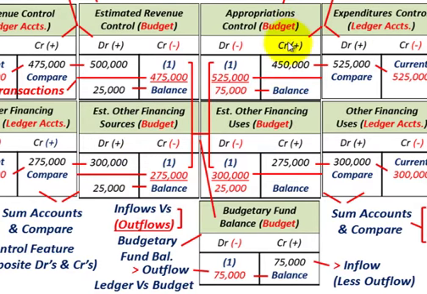That's revenues, inflows coming in, and then compare it to our outflows for expenditures. We had $450,000 plus $275,000. So whatever that adds up to, our inflows of $800,000 are greater than our outflows of $725,000. So we would credit our budgetary fund balance by $75,000. So our credits have to balance with our debits for our budget.